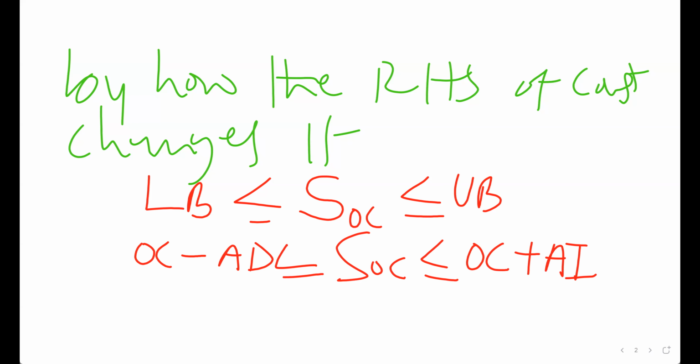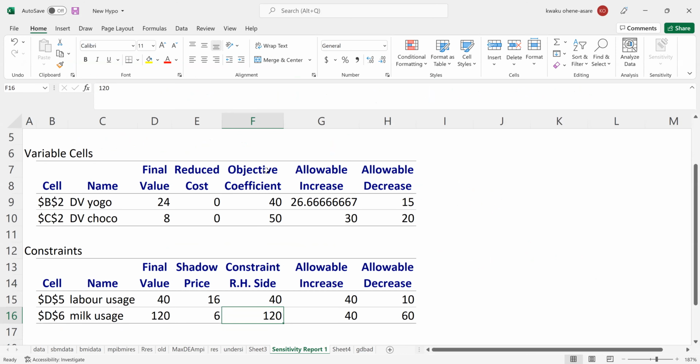So, on the basis of that, I want you to calculate for me the sensitivity range for the coefficient of fine yogo. Think it through and tell me the sensitivity range for the coefficient of fine yogo. Now I'm showing you the Excel sheet. Tell me the lower bound first and then the upper bound. If you're ready, you raise your hand and tell me.